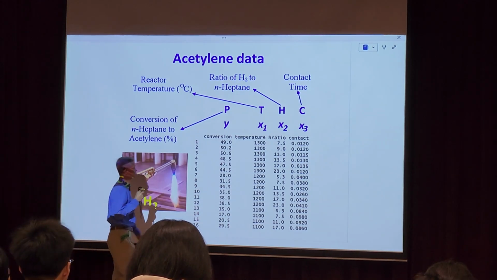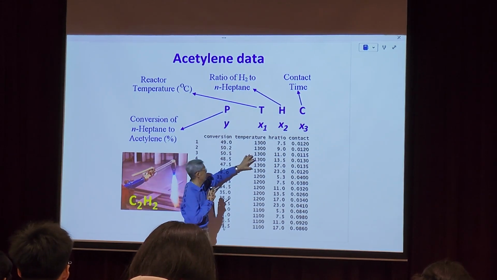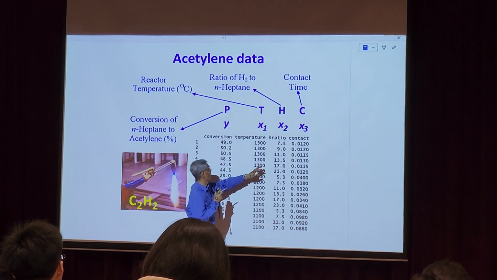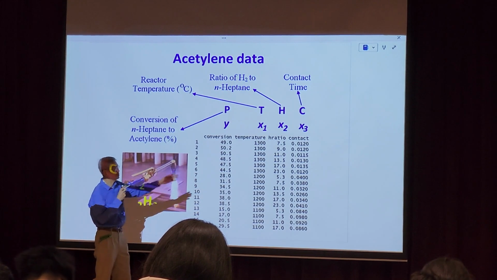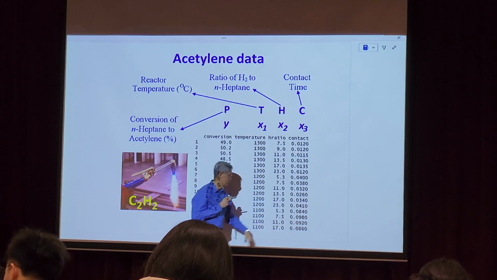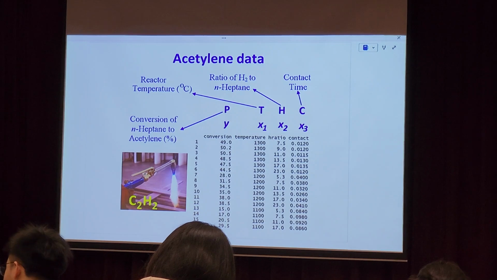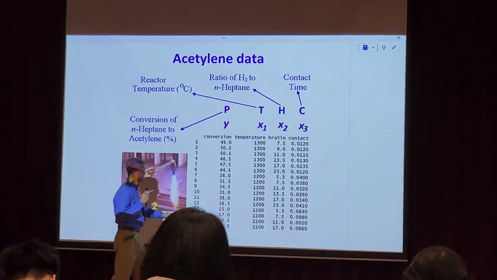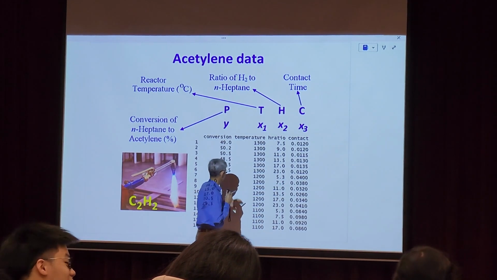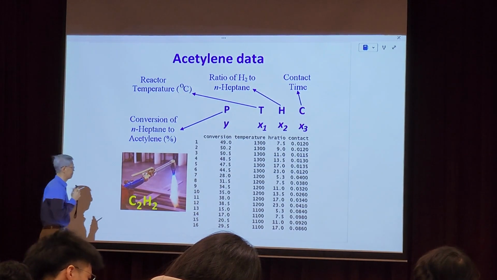And then it depends on 3 variables in the manufacturing of this gas. It depends on the temperature, the H ratio, which is the ratio of H2 to N-heptane, and the contact time. So there are 3 regressor variables which you can vary to study the conversion. So what is it that we are interested in? Well, we are interested in the settings of temperature, H ratio, and contact that give us maximum conversion. So we want to know, what should we do to get maximum conversion?